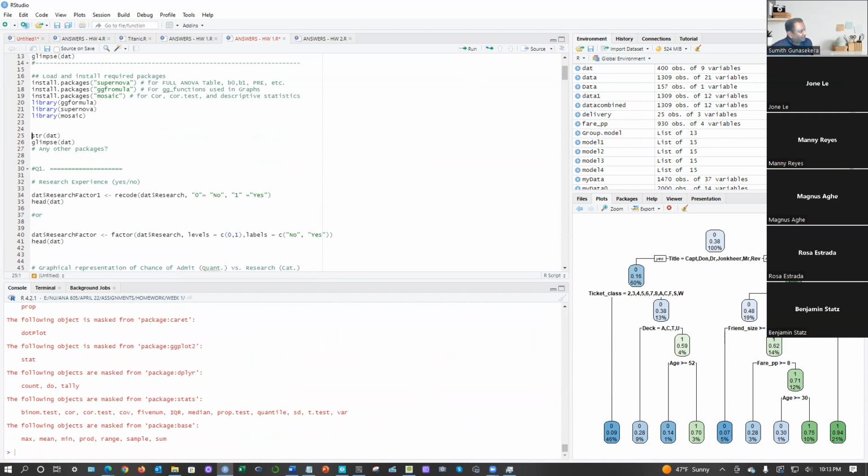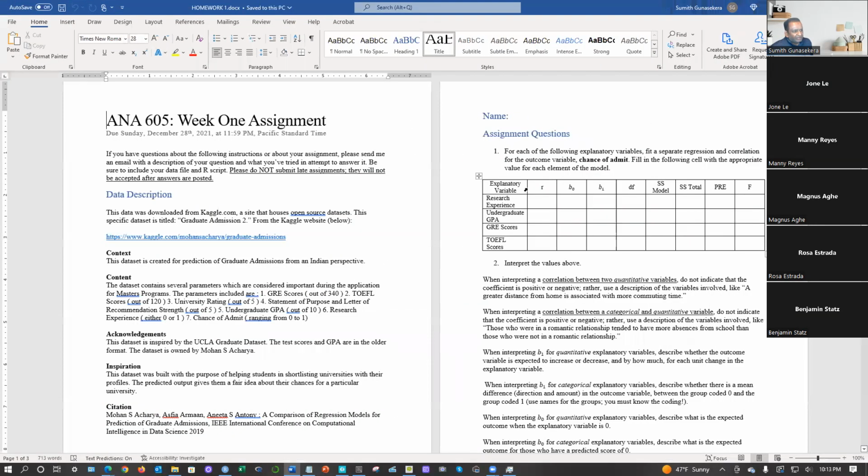So the first question they're going to ask is easy to go through, and I'll explain it so you get more depth. For each of the following explanatory variables in this situation, research experience, undergraduate GPA, GRE, TOEFL score, they ask for R, B1, DF. It's not a kind of ANOVA table; they have created their own table. How research experience affects the chance of admit, how undergraduate GPA affects the chance of admit, how GRE affects the chance of admit.